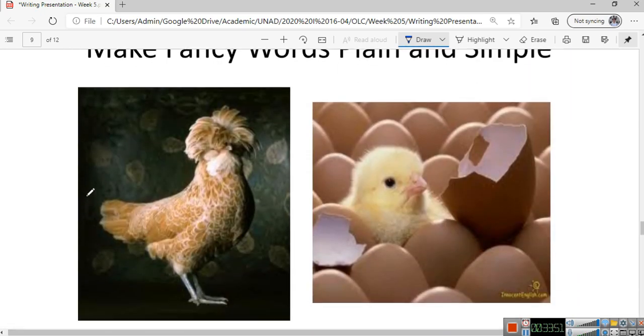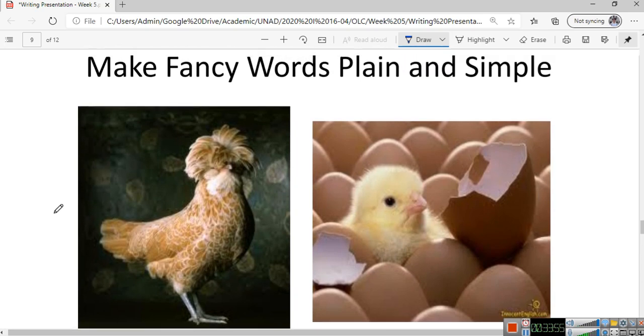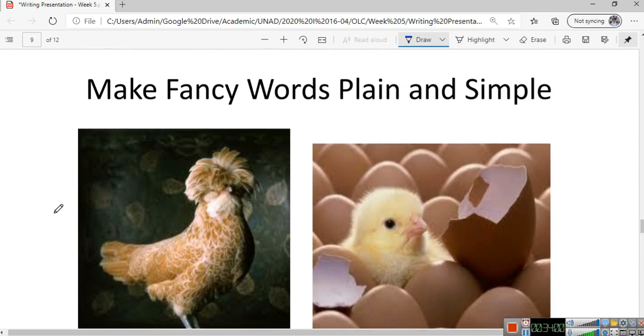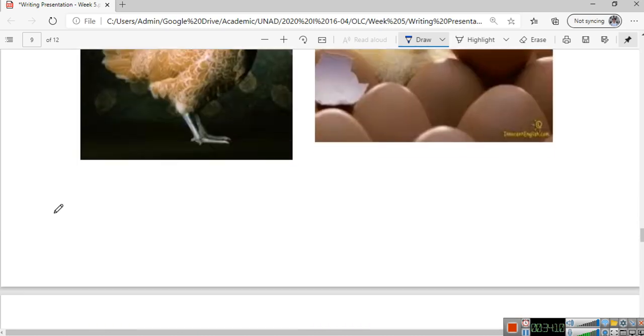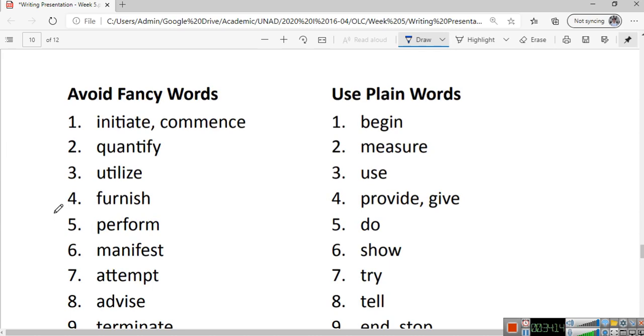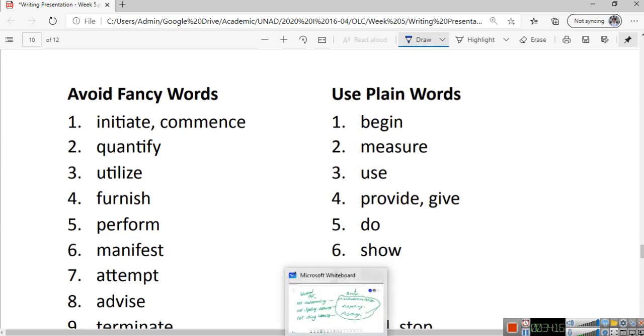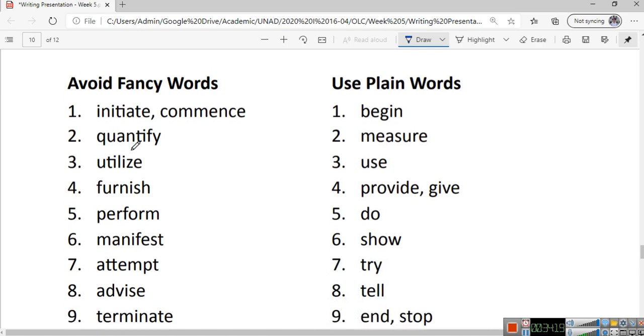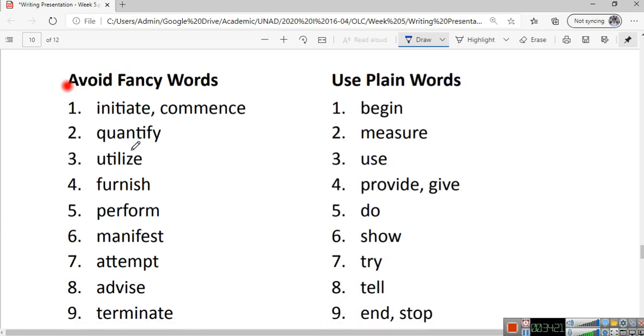Now, here we have two chickens. One is an elegant chicken and the other one is a simple chicken. When we write, we can use fancy words, elegant words, but we can also use plain and simple words. So when we write, the idea is to use plain words. Why? Because when we write plainly, it's easier to understand our ideas. So please read this list, Nubia.